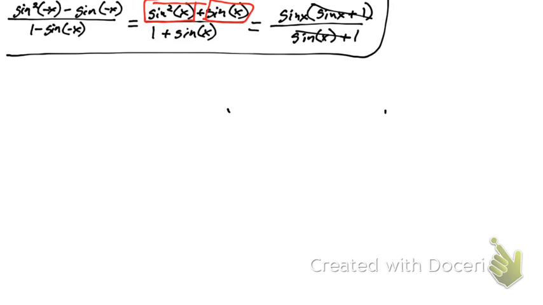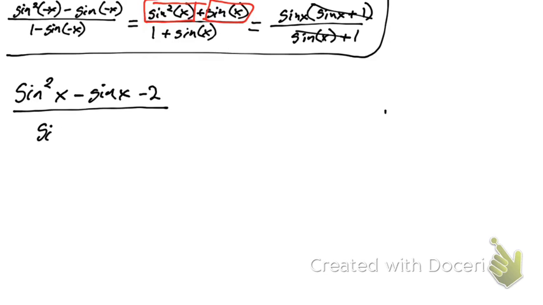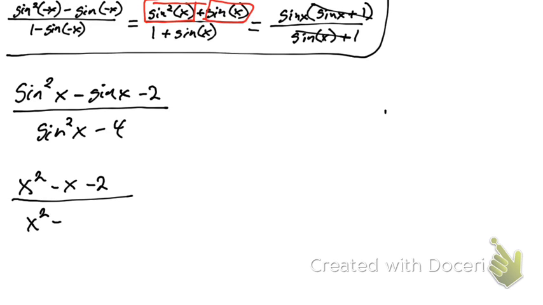So 51. We were given sine squared x minus sine of x minus 2, all over sine squared x minus 4. Let me rewrite that in terms of x. What we have is x squared minus x minus 2 on top. And on bottom we have x squared minus, I'm going to rewrite the 4 as 2 squared.